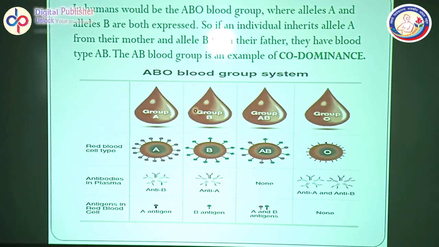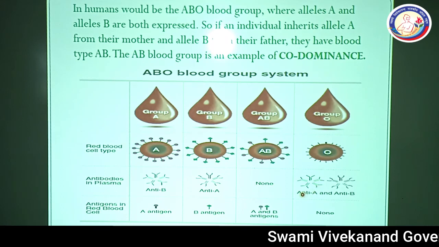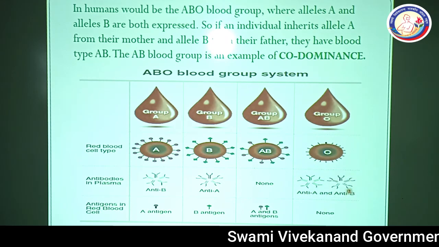A figure is given here. You can see there are 4 types of blood groups in the ABO system: blood group A, blood group B, blood group AB, and O. So the red cell type will be just like this, along with antibodies in the plasma. For blood group A, there will be the antibody anti-B. For blood group B, anti-A. And for blood group AB, there is an absence of antibodies. And for blood group O, both types of antibodies are found here.